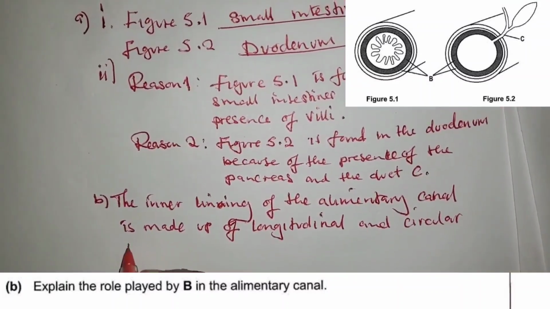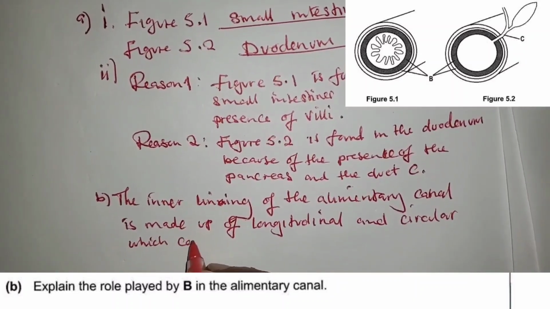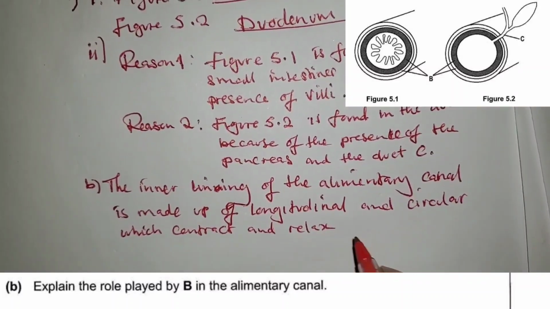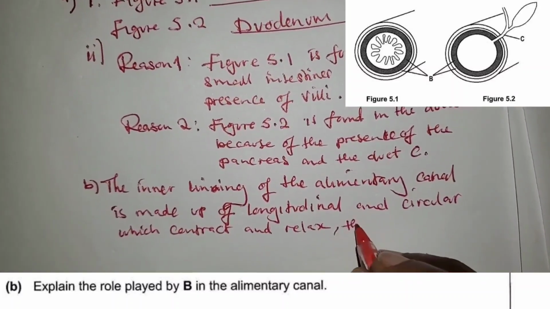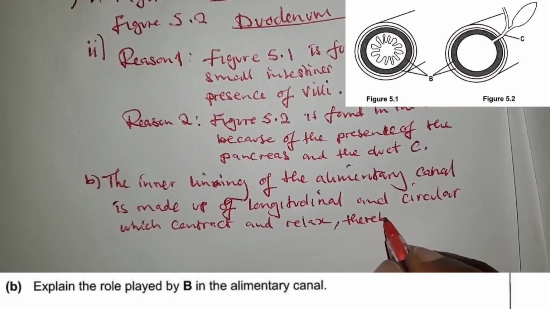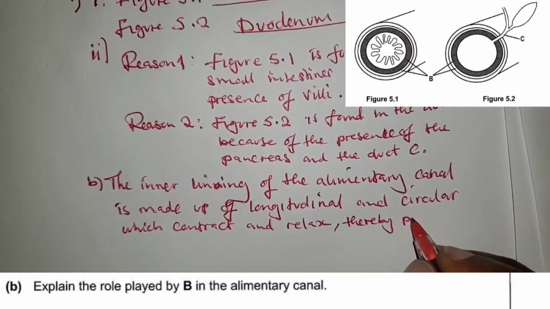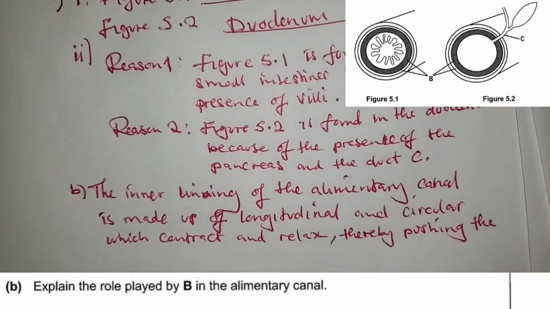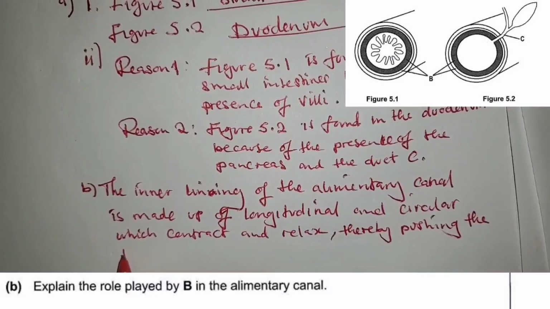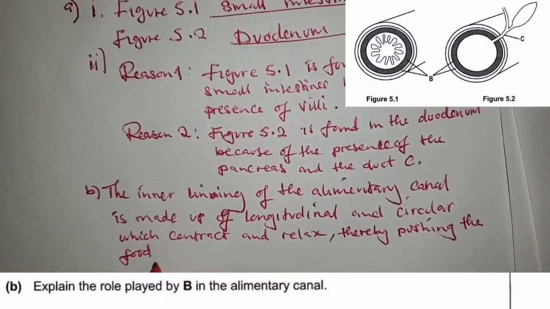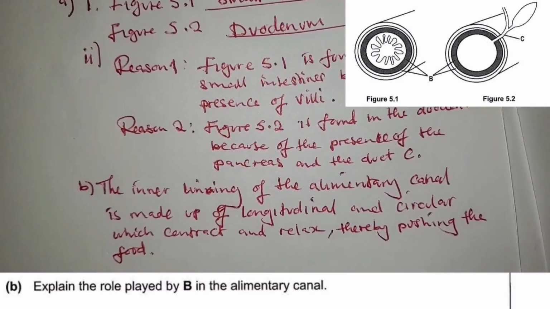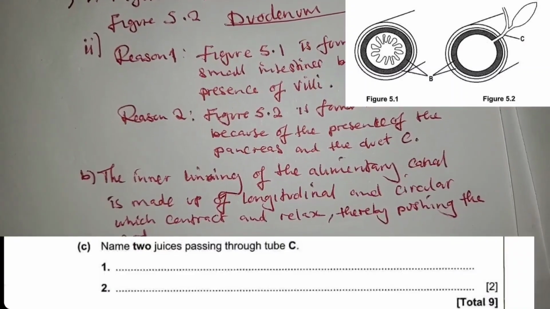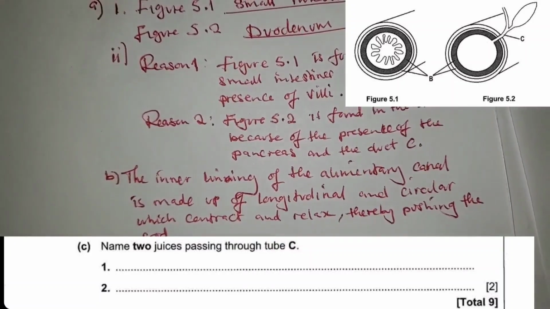Longitudinal and circular muscles which contract and relax, thereby pushing the food. Pushing the what? Pushing the food. In the esophagus this is called peristalsis. Pushing the food, it leads to the movement of the food.